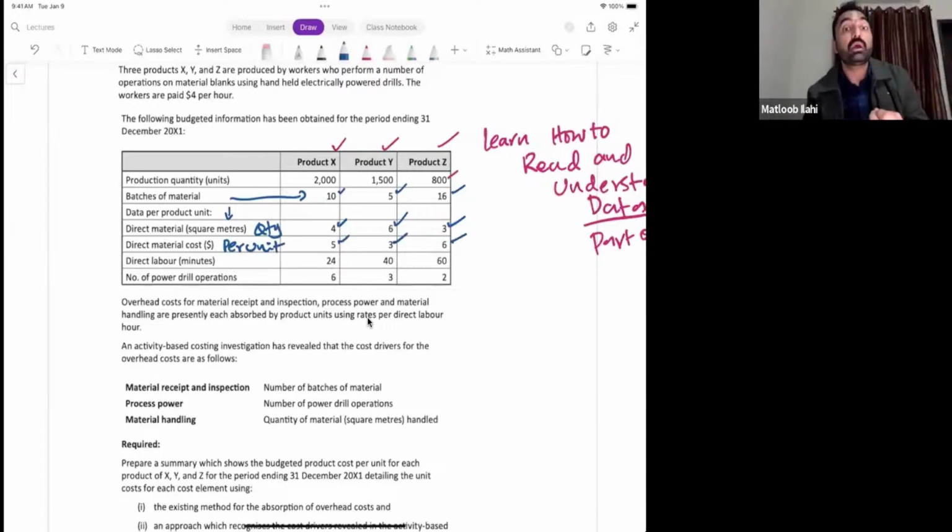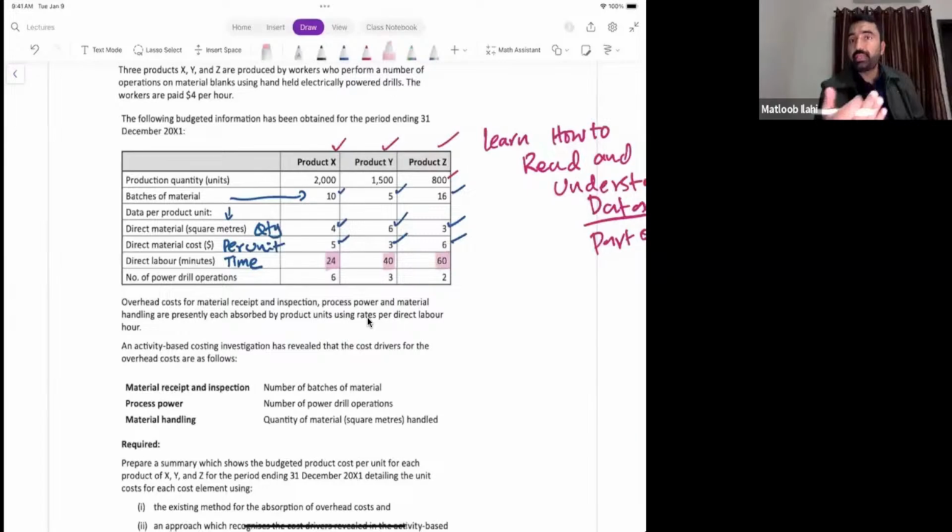Direct labor time. So this is in minutes. How many minutes? This is also tricky. Some students make mistakes. Please pay attention. So this is 24 minutes, 40 minutes, and 60 minutes. You can convert this into hours as well. If you want to convert this into hours, what you have to do: 24 divided by 60, 40 divided by 60, 60 divided by 60. So in this way, you can change it to hours.